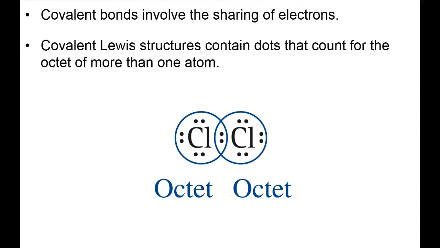Okay, so it has 7 outer electrons. So basically this has 7, this has 7, and those 2 come together and they're going to be shared. So those will be going back and forth. So it counts as the octet for more than one atom. Okay, so that's how that stays bonded together.